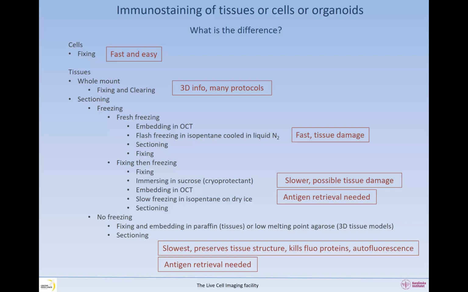Now, when we are talking about fixing tissues, strong fixation is usually needed, and sometimes this will mask the epitope, so the antibody will have a hard time reaching and binding. That's why all these methods require antigen retrieval.